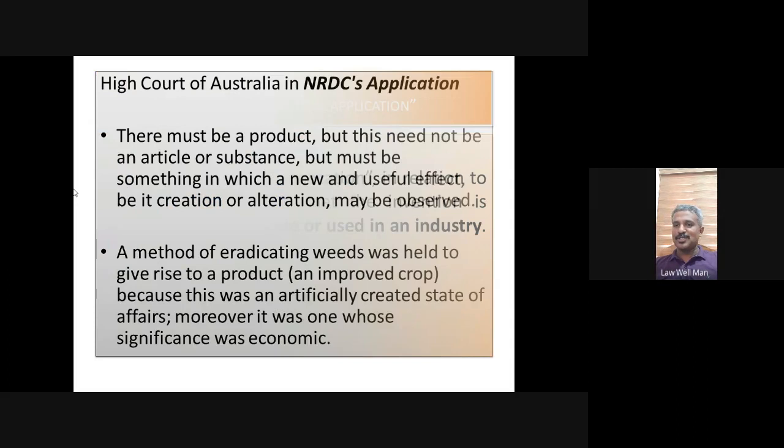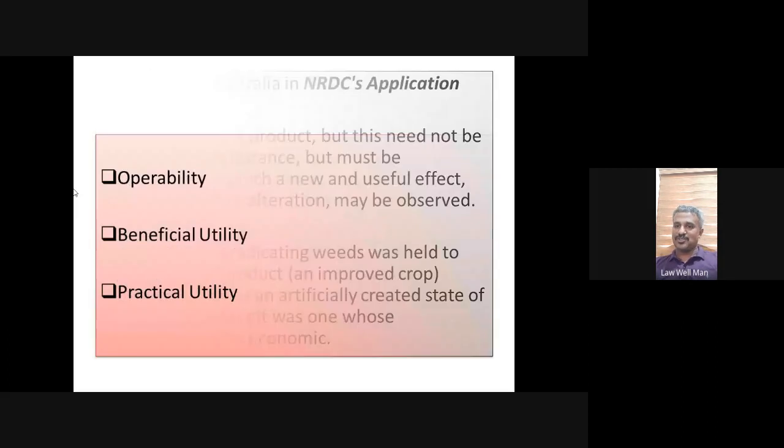Positive utility could be understood in different ways. I've got some observations here. There must be a product, but this need not be an article or substance, but must be something in which a new and useful effect, be it creation or alteration, may be observed. A certain observation in some of the applications. And there should be operability. There should be operational utility. There should be beneficial utility. There should be practical utility.